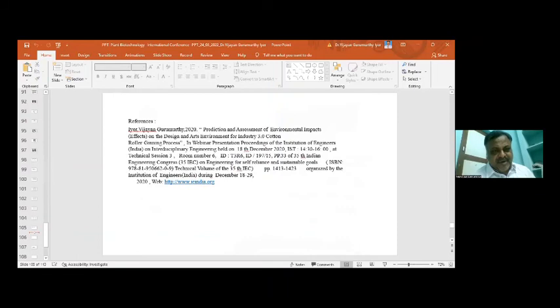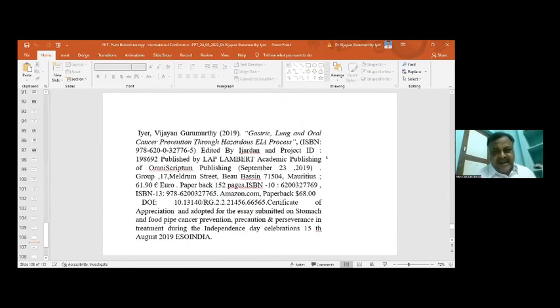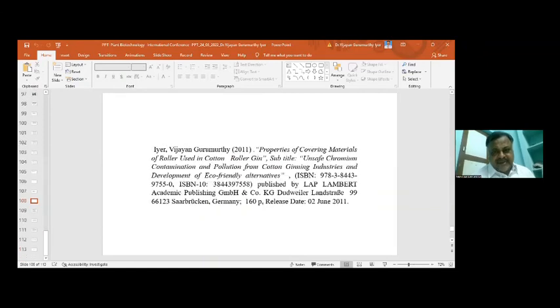Some of my references I would like to show. These are some of the references I have taken. Then, Gastric, lung and oral cancer prevention through hazardous environmental impact assessment process, which was published by Lap Lambert, by myself. I am the author of the book. And the other one concerns the properties of covering materials of rollers used in cotton roller ginning industries, unsafe chromium contamination and pollution from cotton ginning industries, and development of eco-friendly alternatives. This is also published by Lap Lambert.